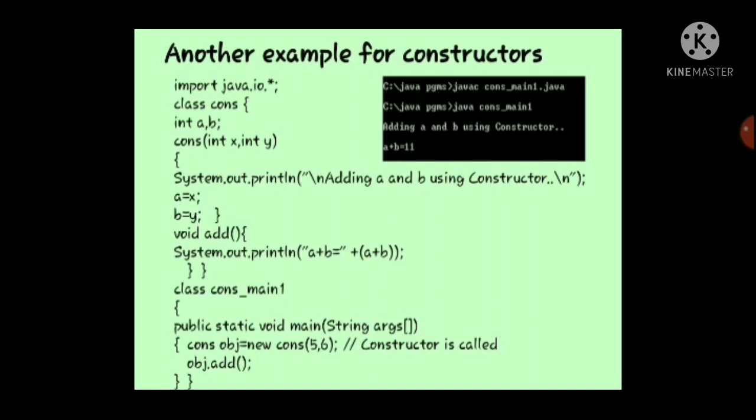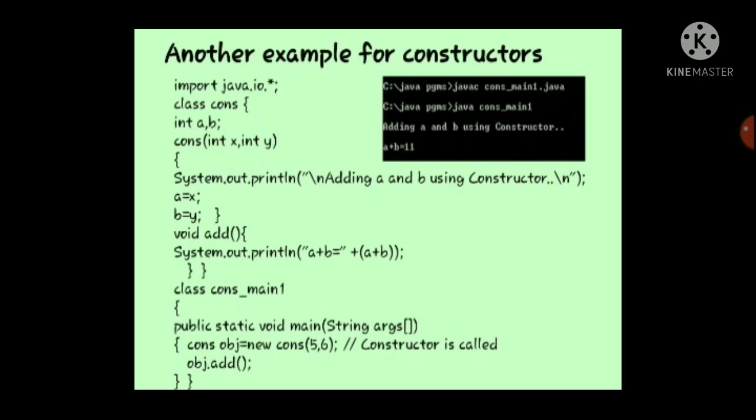So what do I do? x is assigned to a and y is assigned to b. Now we have a method which adds a and b, the class attributes. So a plus b is computed and printed. Okay, so we close the add method and we close the class also.